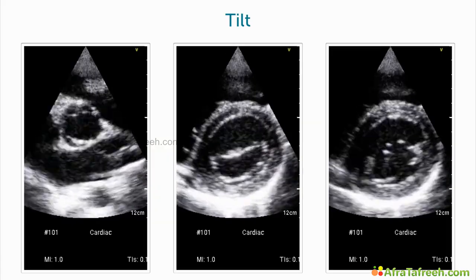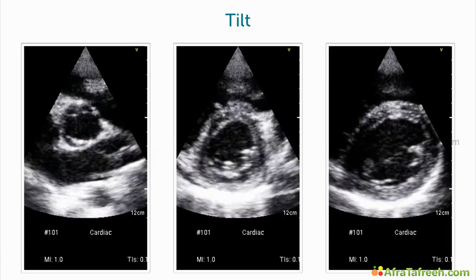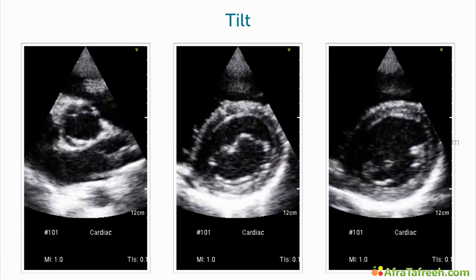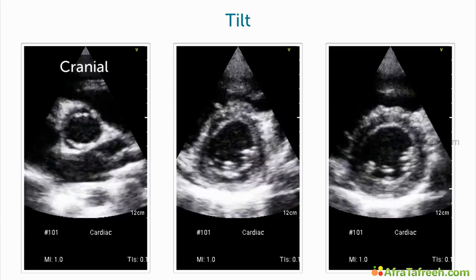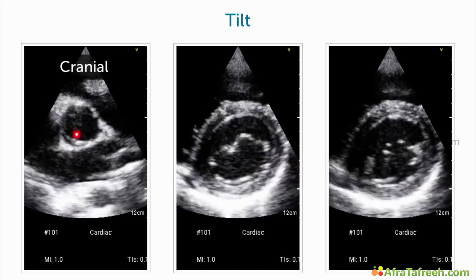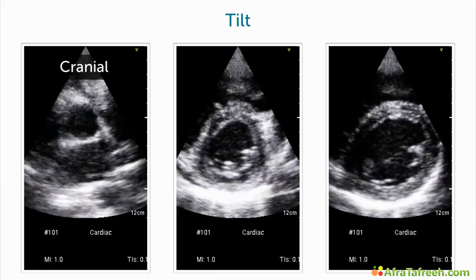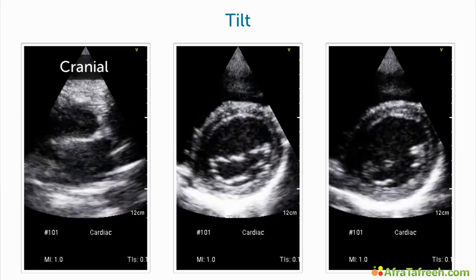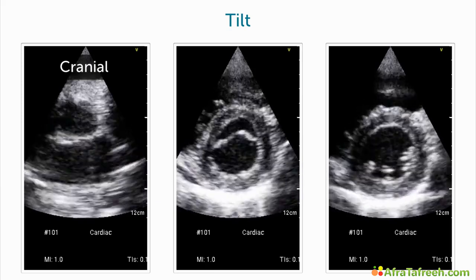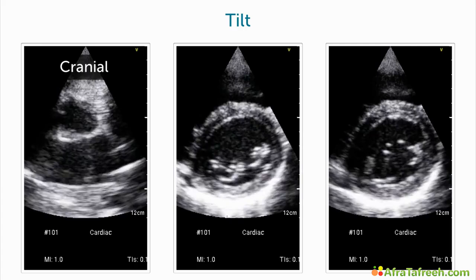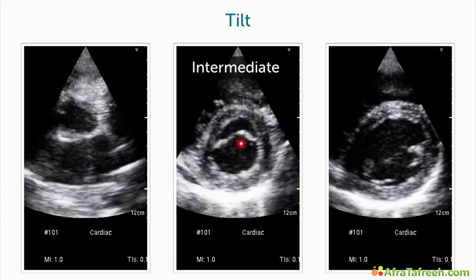The tilt is important. If you tilt the transducer from a short axis view more towards the base of the heart, so more cranially, you will see the great vessels, in this case the aortic valve. Now this is a standard view in echocardiography, but if you want to look at the ventricle, this is not the correct view. You need to tilt the transducer more caudally.